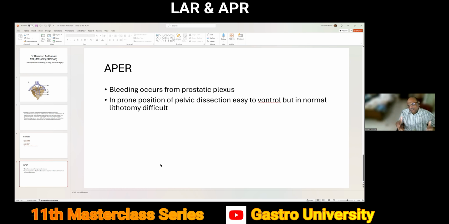Other places don't bleed very much. You may have bleeding from the middle rectal vessels laterally. Nowadays, we invariably take them with the vessel sealing device, and so we don't see any significant bleeding.